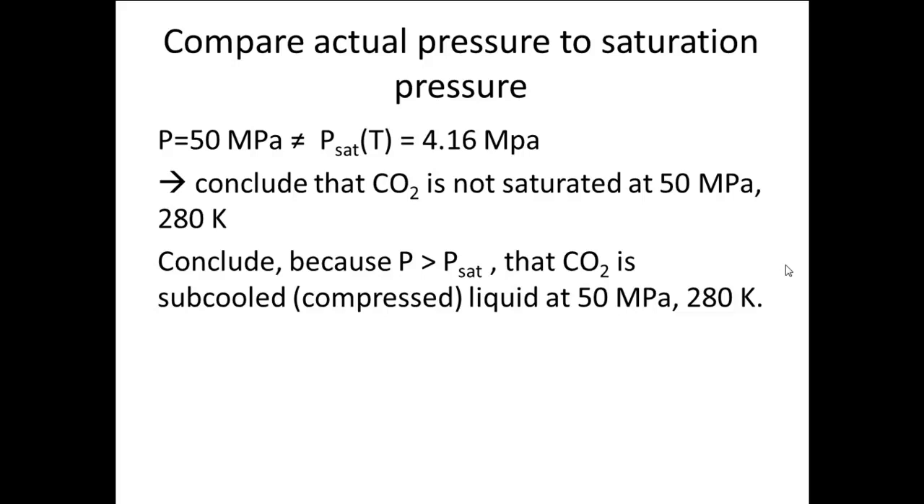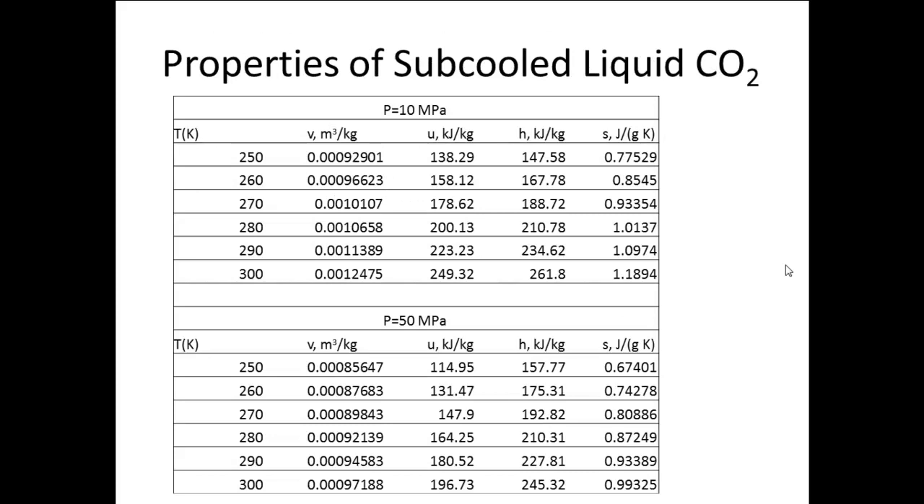Now this time, our actual pressure is higher than the saturation pressure at that temperature, so we conclude that we're pressing down on the CO2 with greater pressure than the value needed to condense vapor phase CO2. That means that we are in the compressed liquid, also known as subcooled liquid phase. Okay, so to look up properties, we need to find the subcooled liquid CO2 table. And here it is. This table also is organized into subtables, just like the superheated vapor property table. So we find the subtable for 50 megapascals.